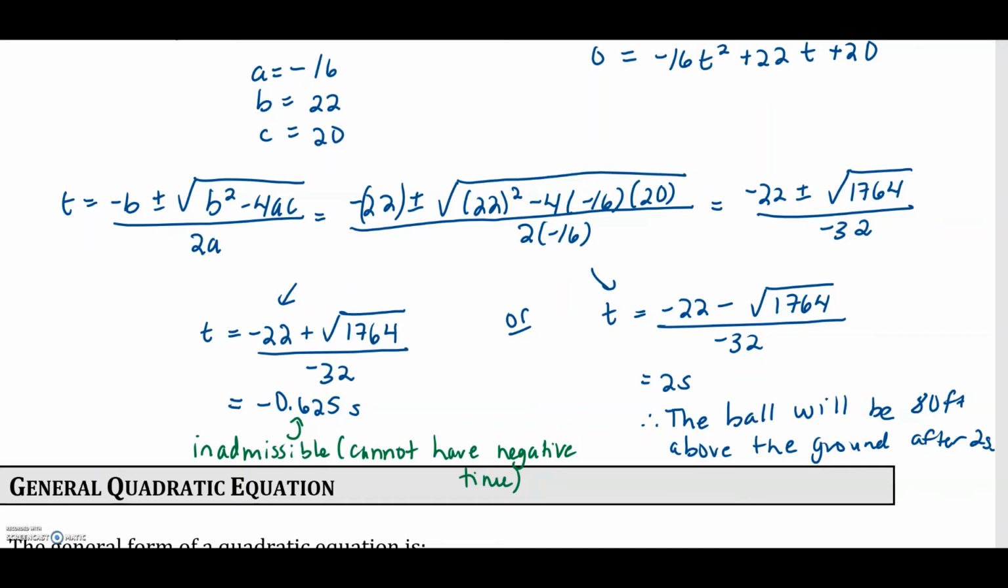So please go practice more application problems involving solving quadratic equations, and in the next video we'll look at the general quadratic equation, the vertex form, and completing the square to put a quadratic equation into the vertex form. And that will lead into our final topic of graphing quadratic equations.